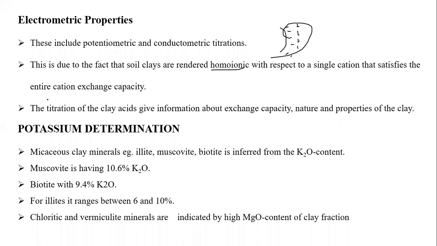So those are called electrometric properties. Our EC is an electrometric property, and pH and all this come under the electrometric properties.